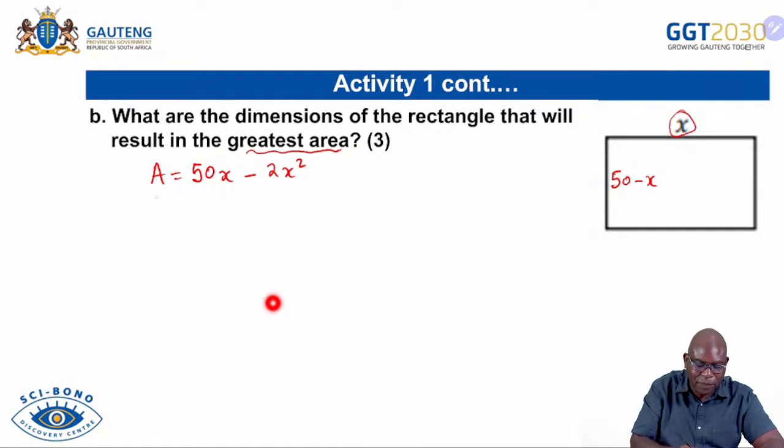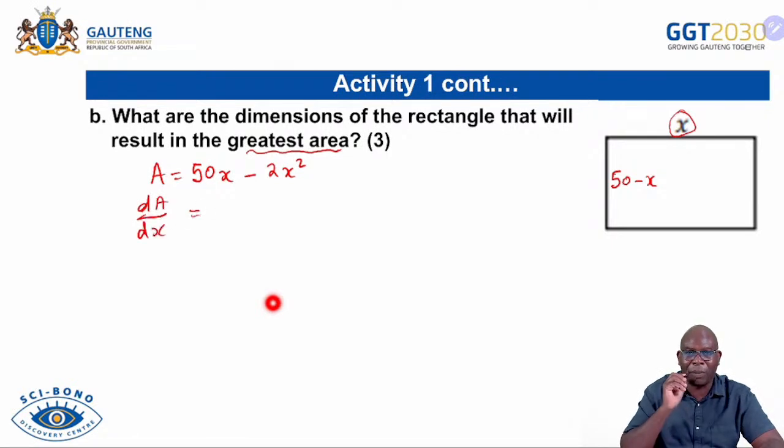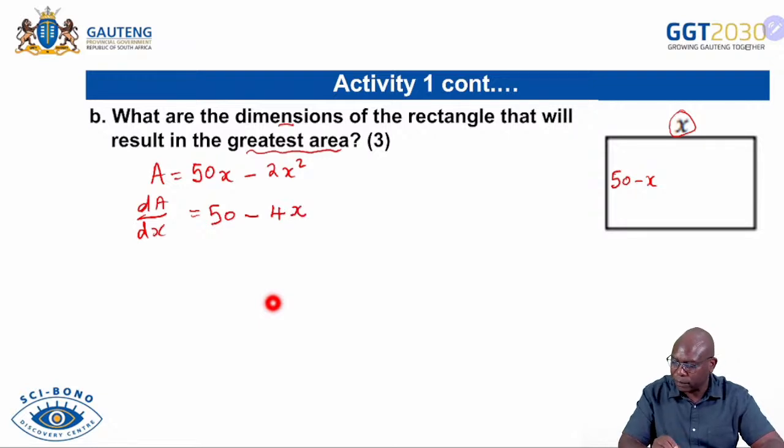So how do I differentiate? I'll say dA over dx. And remember, when I talk about the greatest area, I'm going to equate that to 0. Because I need the dimensions, I need the value of x so that I can substitute it into my figure there. So there I'm going to have 50 minus 2 times 2 is 4, so we have x. Now I've differentiated this one. Now I need to find the dimensions of that.